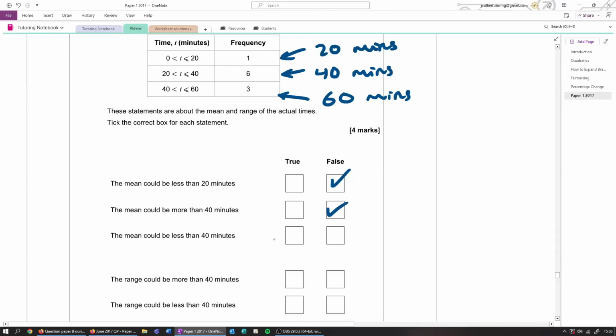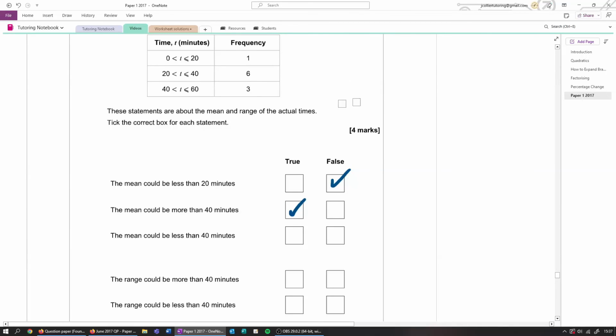So the mean could be less than 20 minutes. Oh, I meant to tick that as true. Okay, so the mean could be less than 40 minutes. Well, we could also have this too. We could have all of these values here as, say, maybe 41, then have all of these on the lowest they can go, so say like 21, and then this guy could be on 1, and this would drag that mean down low enough for it to be less than 40 minutes.